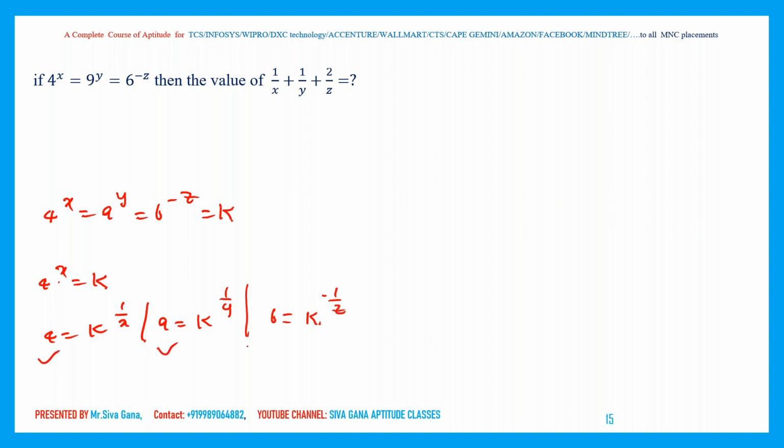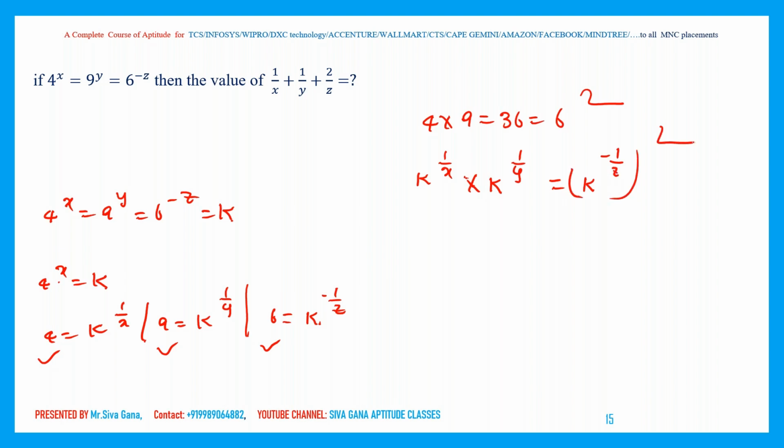What relation is there between 4, 9, 6? 4 into 9 is 36, which is nothing but 6 square. 4 is k power 1 by x, 9 is k power 1 by y, and 6 is k power minus 1 by z, whole square. What is the result? 1 by x plus 1 by y plus 2 by z will equal 0. The answer for this question is 0.